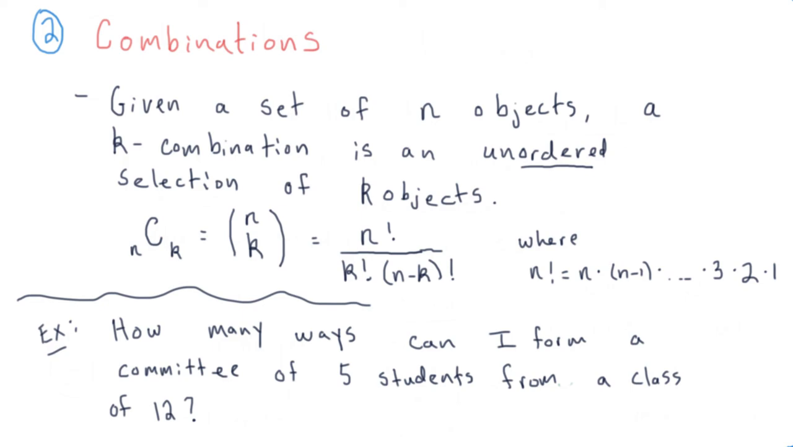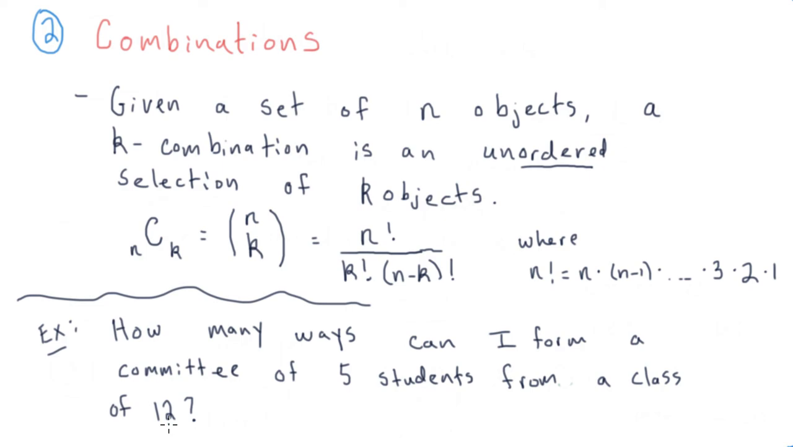Okay, so let's just jump down to our example so we have some better language to talk about what a combination is. The example says, how many ways can I form a committee of 5 students from a class of 12? In this case, our set of n objects is 12 students. So it's all the students in the class, and I'm making a selection of 5 students.